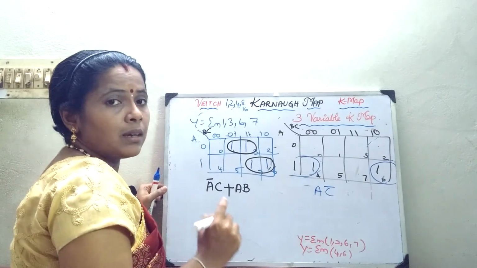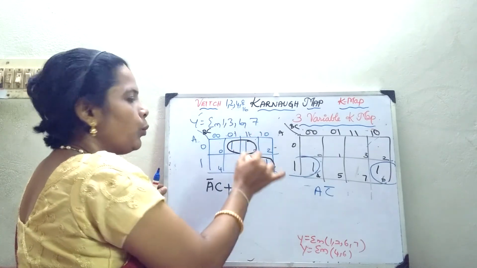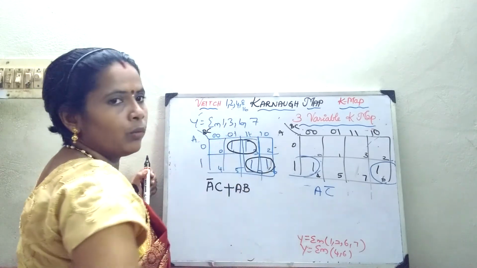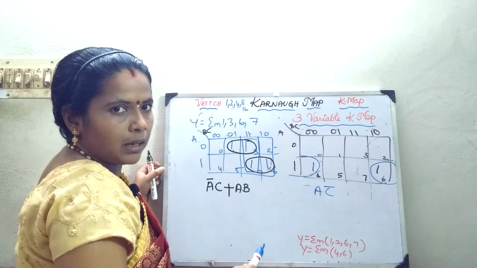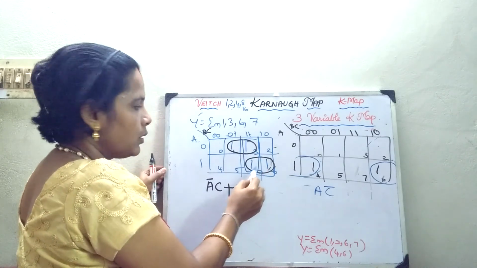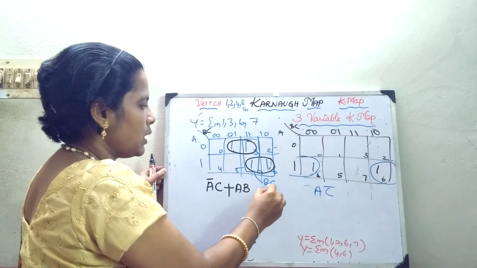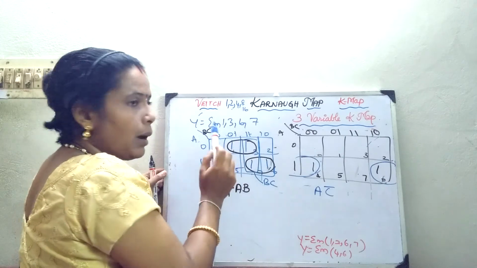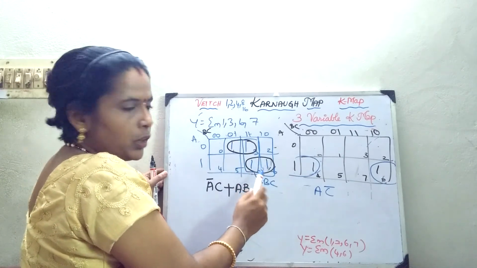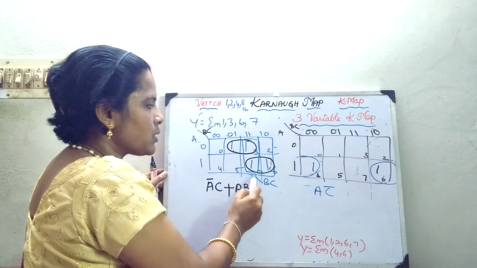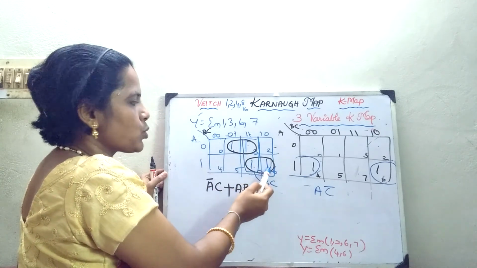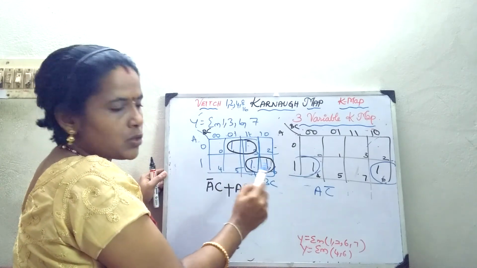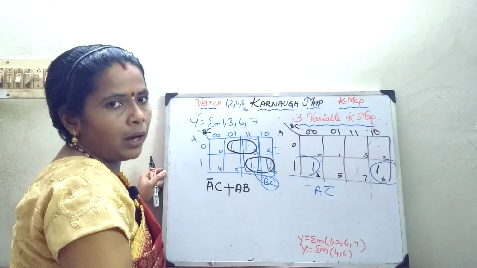But there is an option for the students. Why do I have to group only like this? There is a possibility for me to group like this also. In this case, the expression will be B C. But here this overlapping is not needed, because the objective is that all the ones should be grouped. This overlapping is not required because this cell is already grouped here, and this cell is grouped here. In this case, overlapping is not necessary because we are going to reduce one AND term.